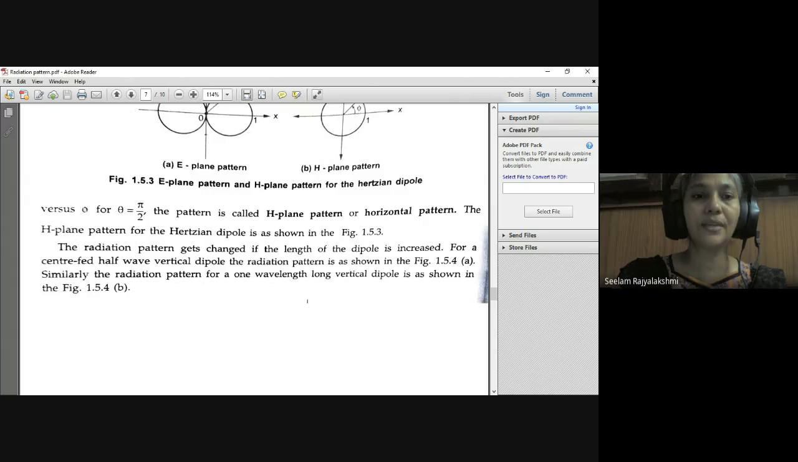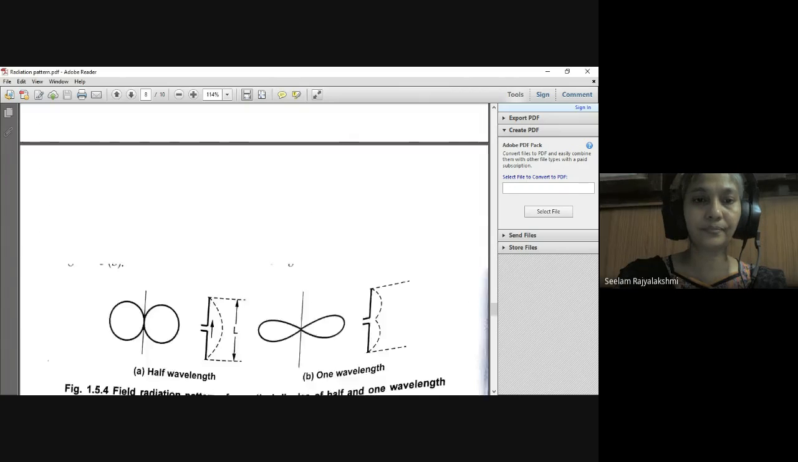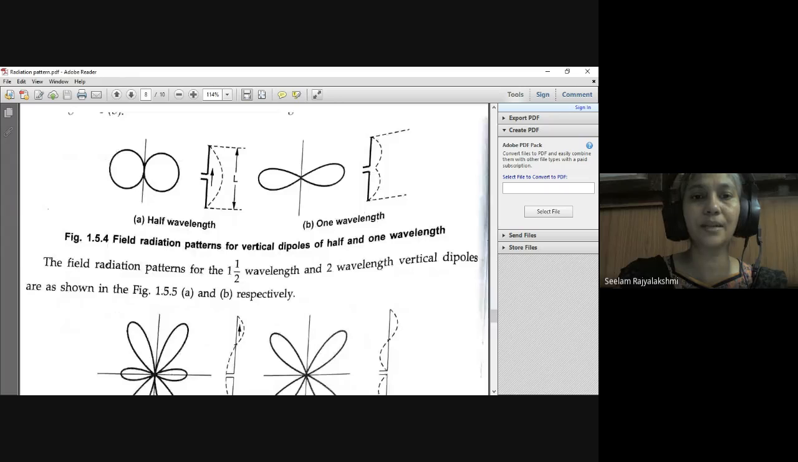For a center fed half wave vertical dipole, the radiation pattern is also shown in the diagram. Here is the field radiation pattern for vertical dipoles of half and one wavelength. This is for half wavelength and this is for one wavelength. This is the radiation pattern for the one wavelength long vertical dipole.